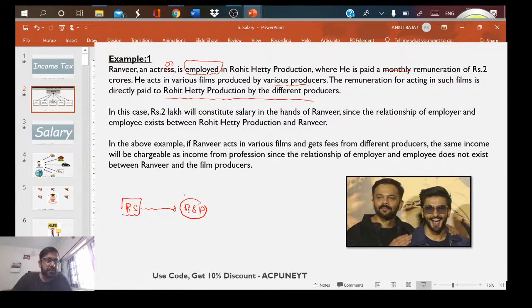Now, if you see RSP, RSP means Rohit Shetty production. He is giving a fixed salary of rupees 2 crore. So there is an employer and employee relationship. So whatever income is earned by Ranveer Singh, it will be taxable under the head salary. This is the simple example.